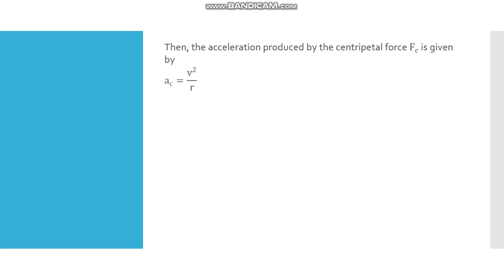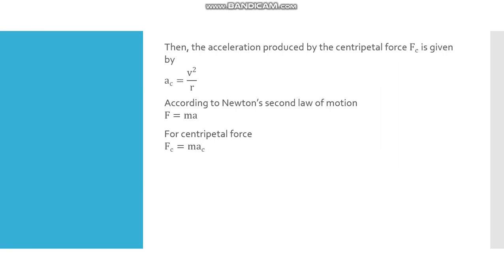Now the acceleration produced by the centripetal force Fc is given by, we know the formula for the centripetal acceleration when the body moves in a circle: Ac equals v square upon r. According to Newton's second law of motion, F equals ma. For centripetal force, we replace F by Fc and a by Ac. Now putting the value of Ac as v square upon r, this becomes Fc equals mv square upon r. In this way we derive the formula for the centripetal force.